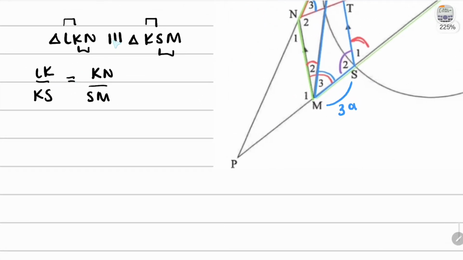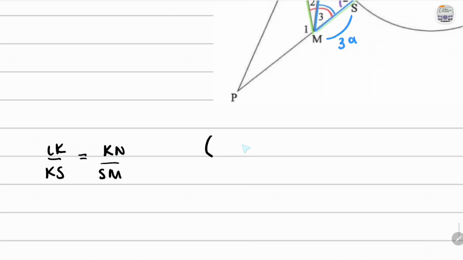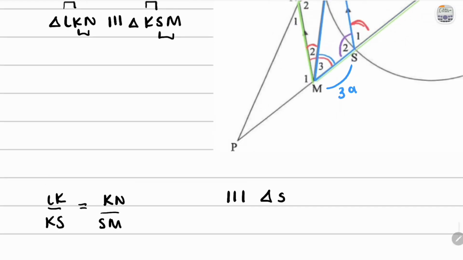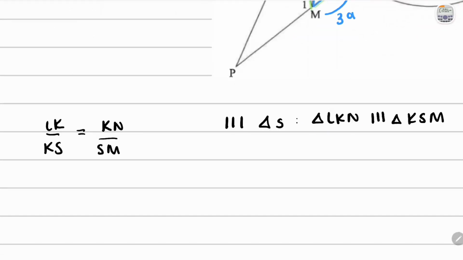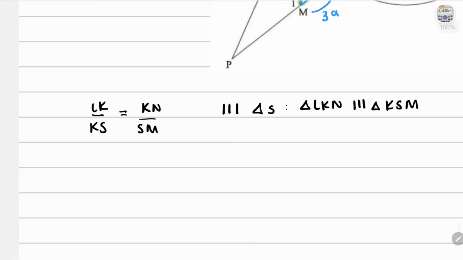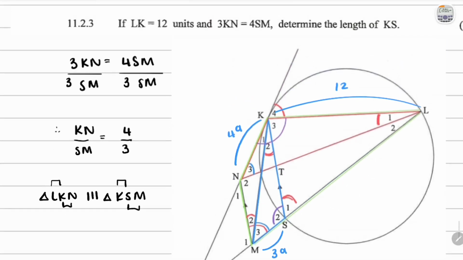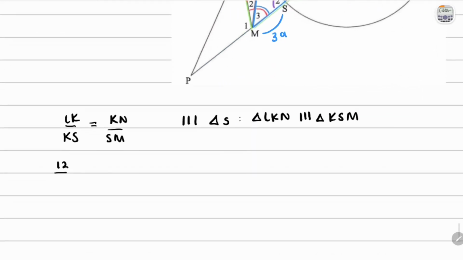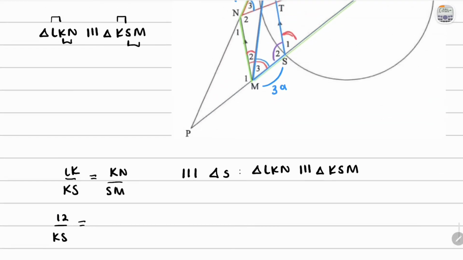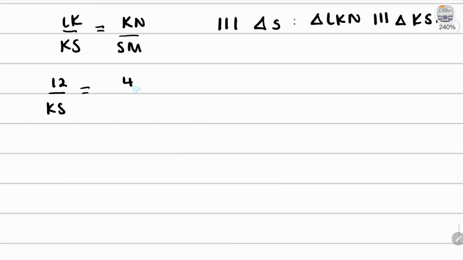Because we have this, we can finally conclude. And when we say this, we of course have to tell them that this is because of similar triangles. That's why we are able to use these proportions. Specifically, these triangles were similar. So with this, we can substitute. LK is 12 units, so 12 over KS, and KS is what we are looking for, that's the length. That is equal to, and we know now that KN over SM is 4 over 3.